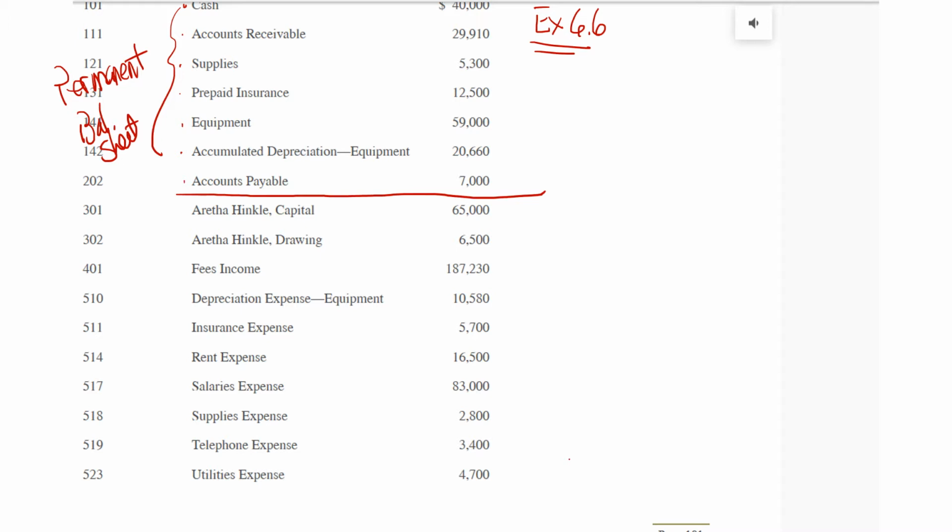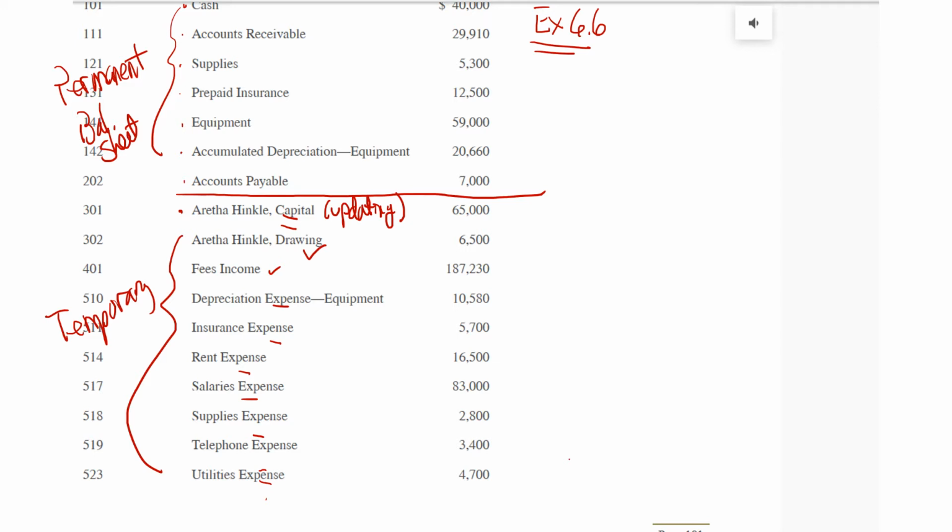Everything else, the capital account, even though that's on the balance sheet, we are going to be updating this account. That's what we're going to be doing in this closing process. We've got the drawing, there's fees income, and then everything else, notice you've got the word expense behind it. And again, I'm just going to kind of highlight these. These are your temporary accounts, with the exception of capital. Capital is a permanent account. It's the only permanent account that you use in the closing process.